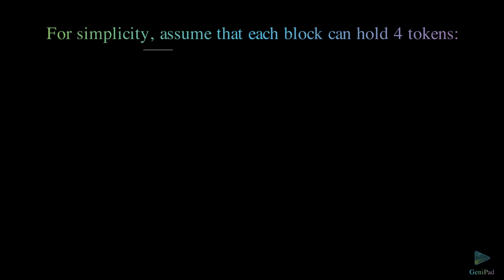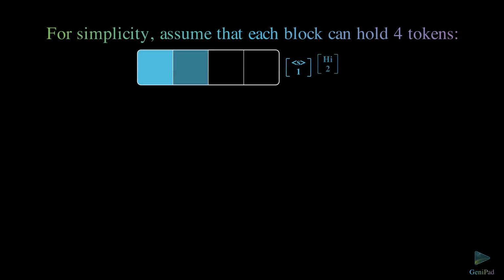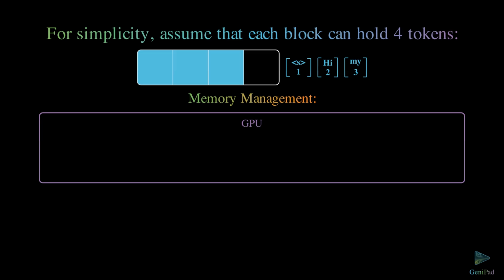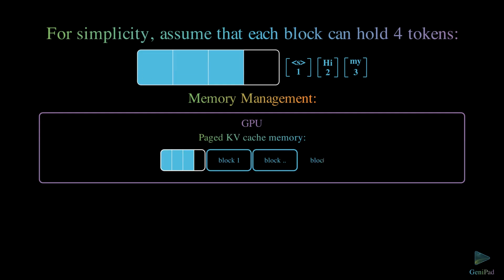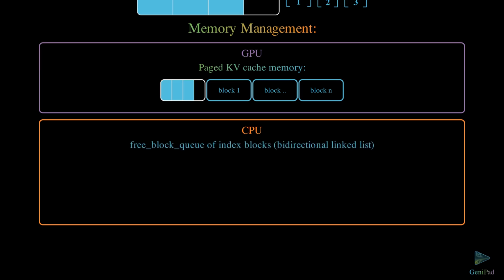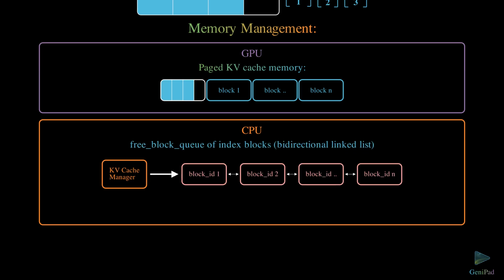For simplicity, let's assume each block can store only 4 tokens. For example, if we have 3 tokens, we would use 75% of a block to store all key value data across all layers for those tokens. The actual blocks live in GPU memory, where they are referred to as paged KV cache memory. Depending on the GPU's VRAM and the model specifications, we can allocate up to hundreds of thousands of these blocks. On the CPU side, we maintain a queue of free blocks, and the KV cache manager always points to the first available one. This queue is implemented as a doubly linked list.